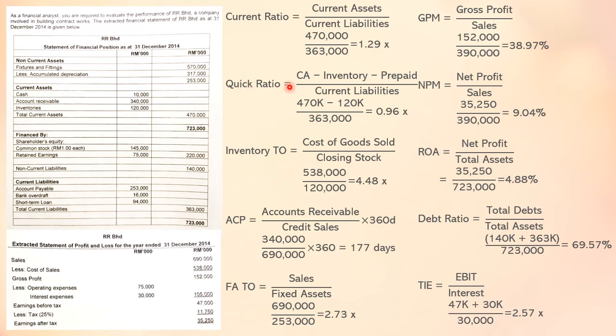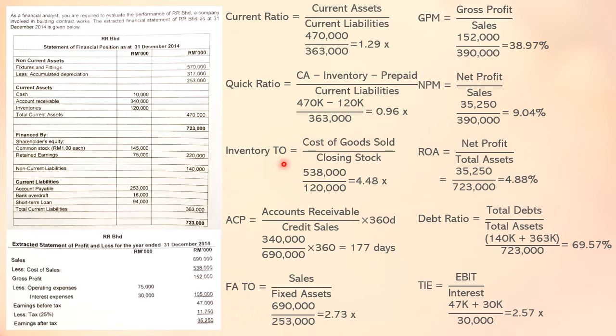For the quick ratio, you need to remove the inventory and prepaid expenses from the current assets. So for the current asset 470,000, please deduct inventory. There is no information with regards to prepaid expenses, so it's 0. So 470,000 minus 120,000 divided by 360,000. The quick ratio is 0.96 times. So you can see that after removing the inventory, you have lower liquid assets compared to current liabilities. So this is a problem for you actually.